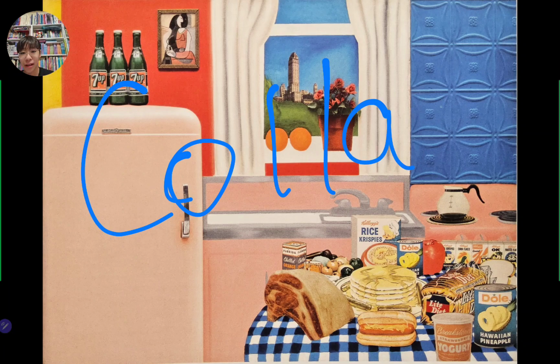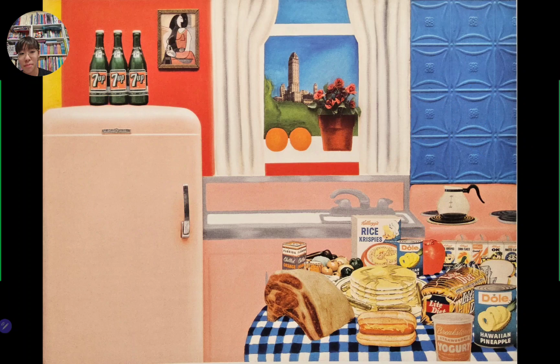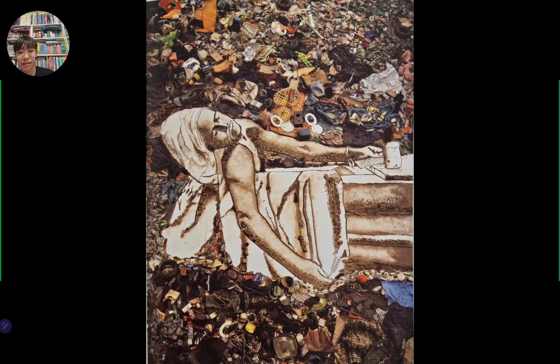Next up, we even have new materials, new ways to express art. The collage came along, and the collage itself was actually pretty beautiful as well. You can cut things out and then put them together. 7-Up bottles up here, and then a bunch of breakfast stuff right there. You can make all these kinds of art as well.